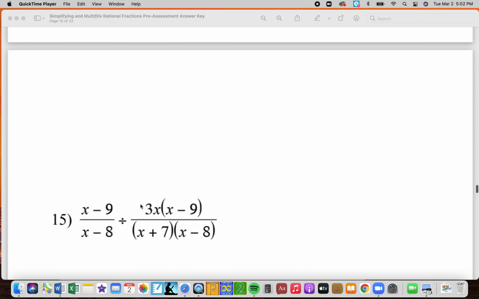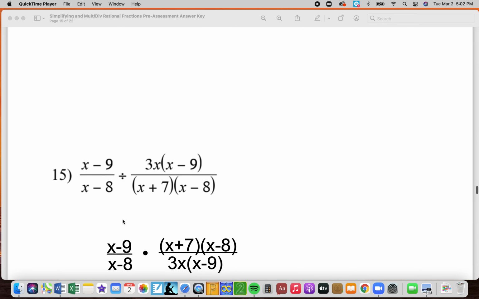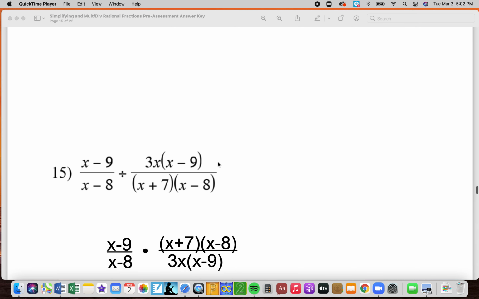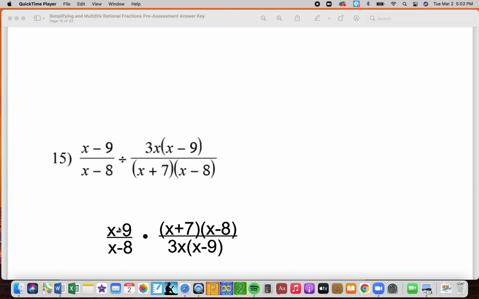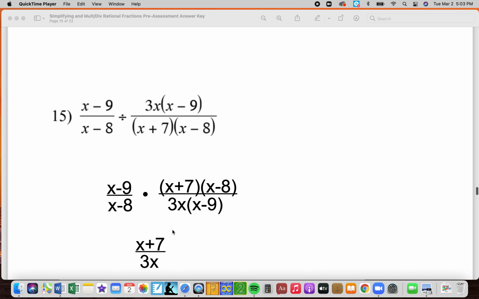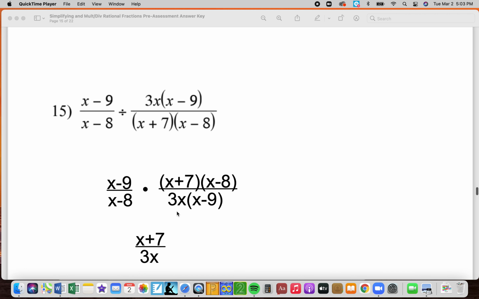Number 15, they've already factored it, but this time we're dividing. So the first thing we have to do is convert the division to multiplication by flipping the right side of the fraction. So whatever is in the denominator needs to go in the numerator. Whatever is in the numerator needs to go in the denominator. Once we do that, we notice that we have an x minus 9 and x minus 9. We have an x minus 8 and an x minus 8. And that leaves us with x plus 7 over 3x.